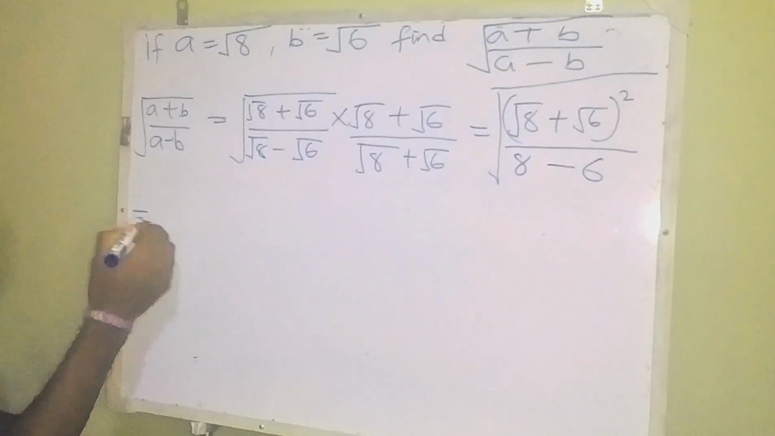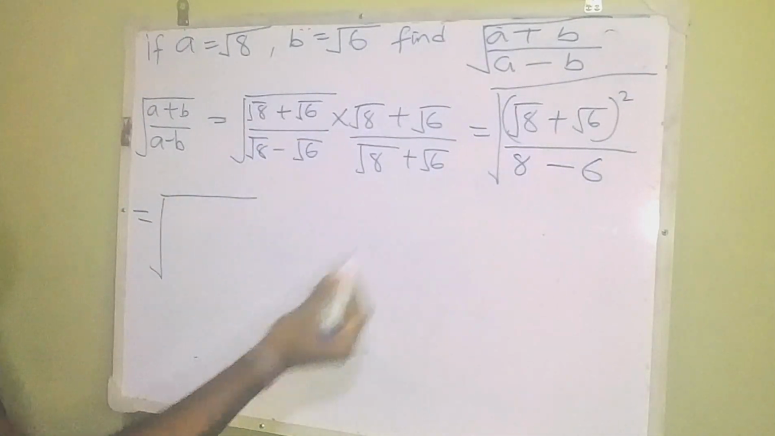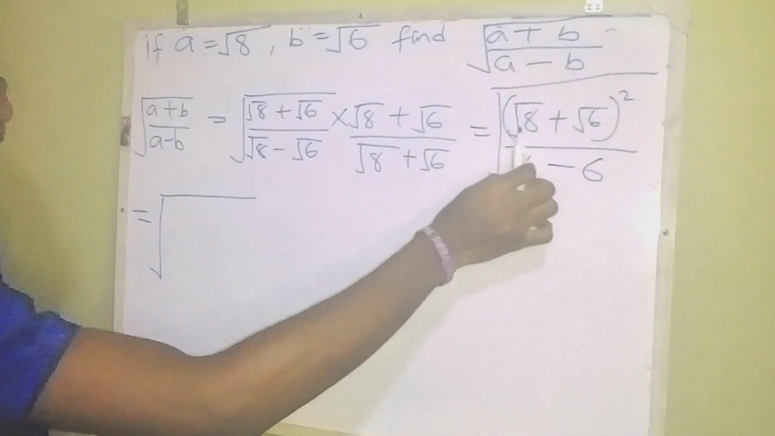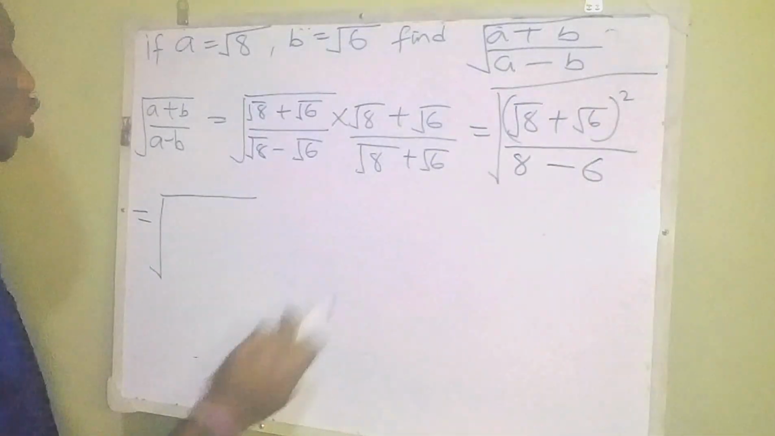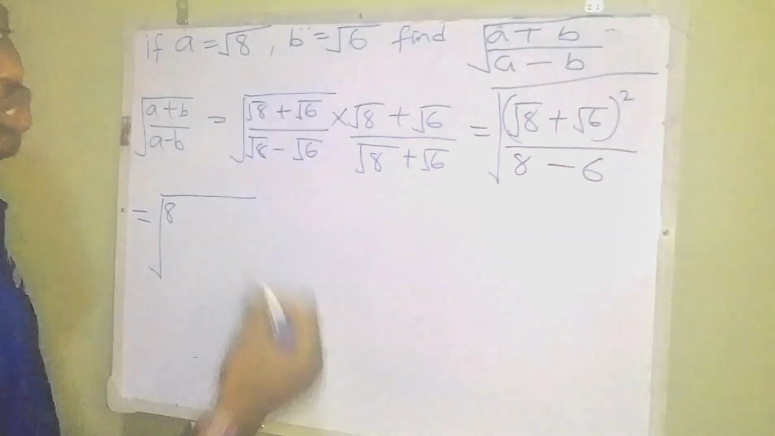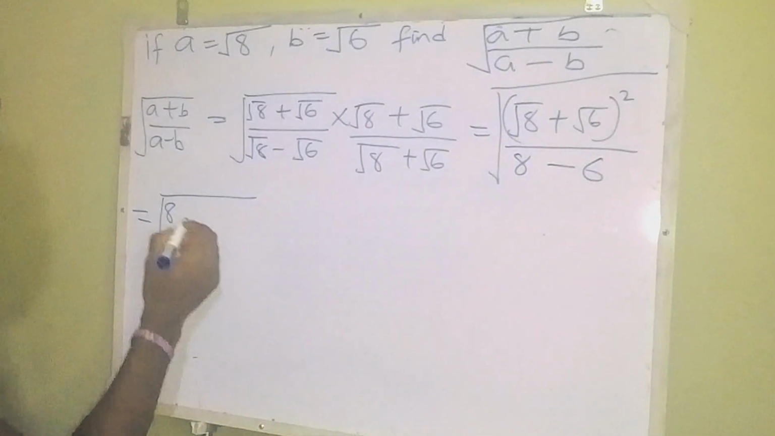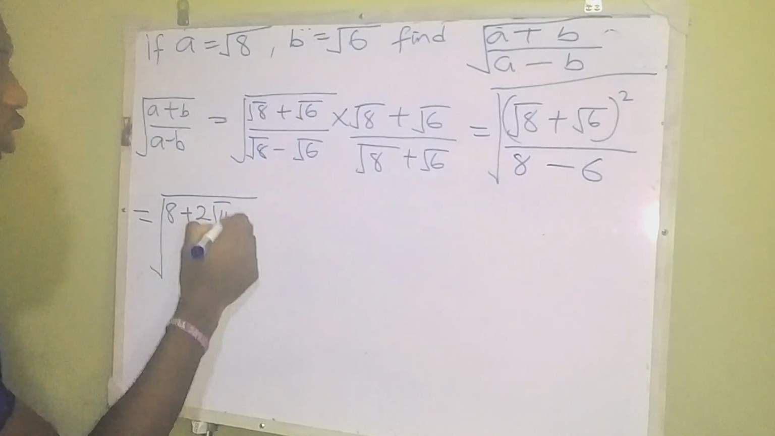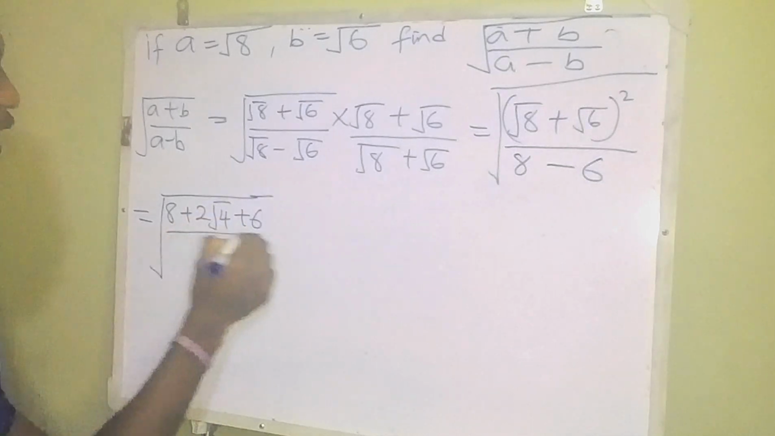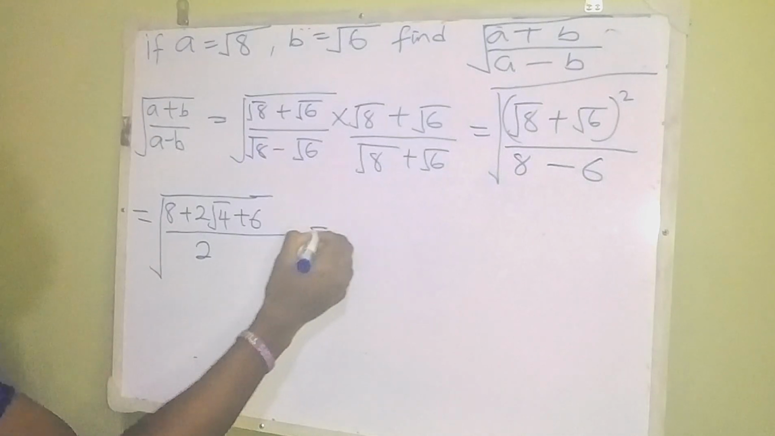To expand it, I have square root of 8 plus square root of 6, all squared. The trick of opening a binomial raised to the power of 2 is to take the first term squared. So square root of 8 squared will be 8. Then 2 times square root of 8 times square root of 6 will be 2 square root of 48, because 8 times 6 is 48. Then plus square root of 6 all squared, which is positive 6, divided by 8 minus 6, which is 2.